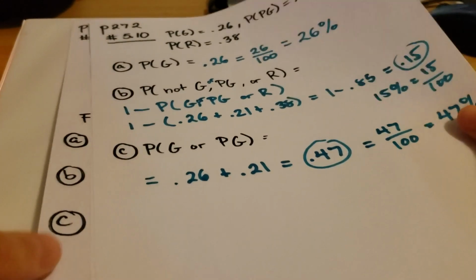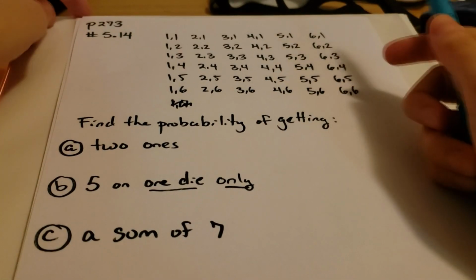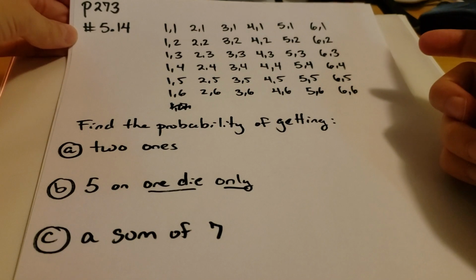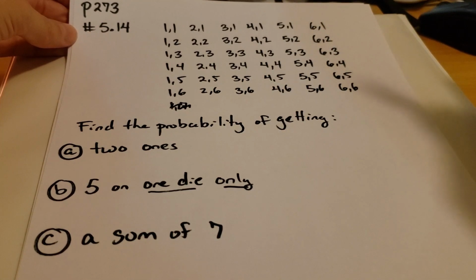Okay, now let's move on to the next problem. So this was a problem about dice. The first thing that they asked is to draw out or list the sample space for rolling 2 dice, or rolling 1 die 2 times. It doesn't matter. They have the same sample space.